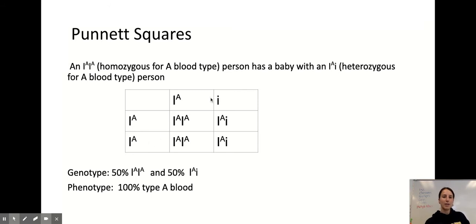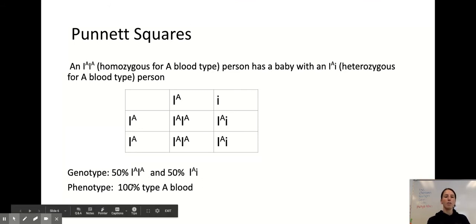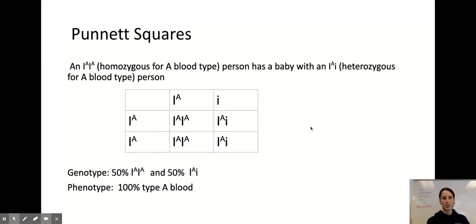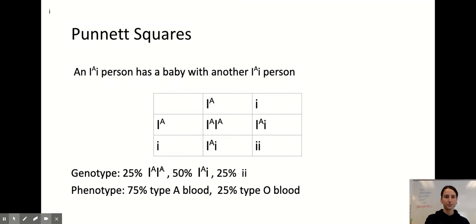And when they make babies, there is going to be a 50% chance that they are going to have homozygous dominant offspring, capital A, and there's going to be a 50% chance that they have heterozygous offspring, but all of those have A-type blood. So this should look pretty familiar. I know it looks a little bit strange with the superscripts here, like the capital A's and the B's attached to the I's, but it should look familiar and similar to the ones that you've done before.